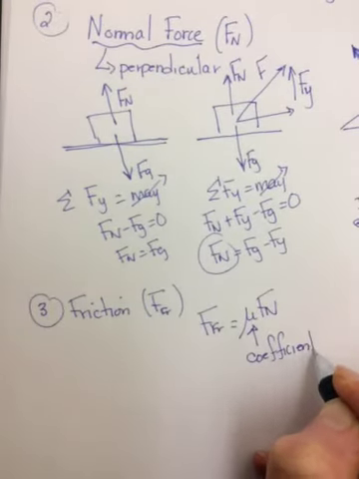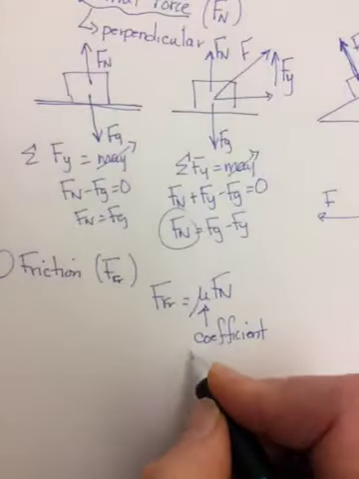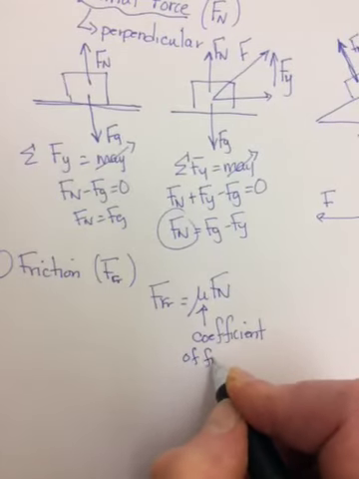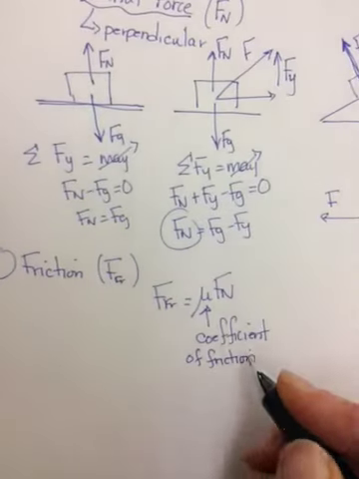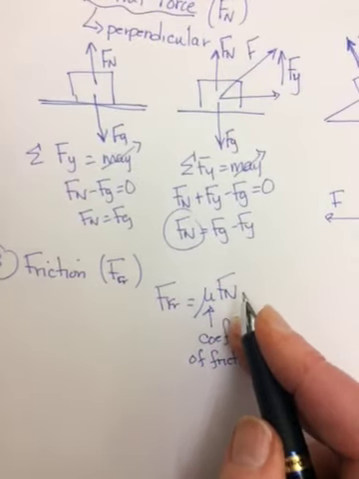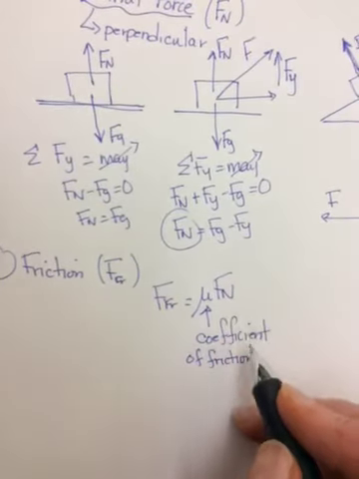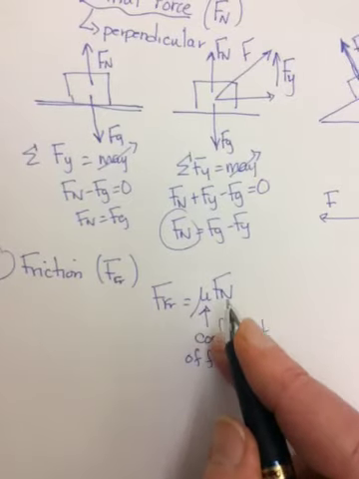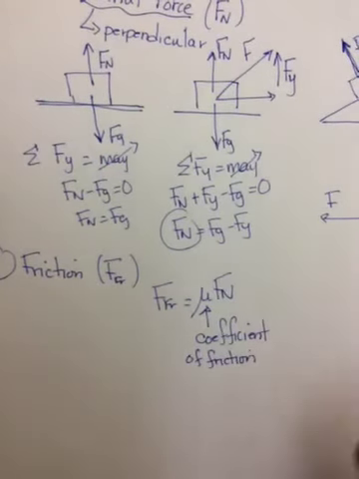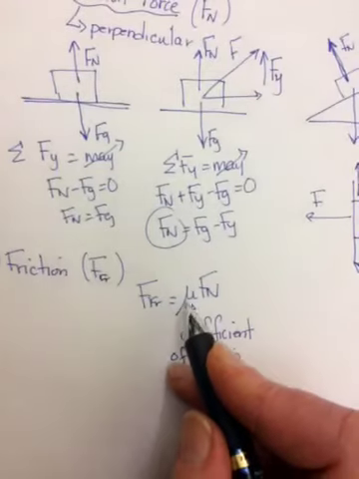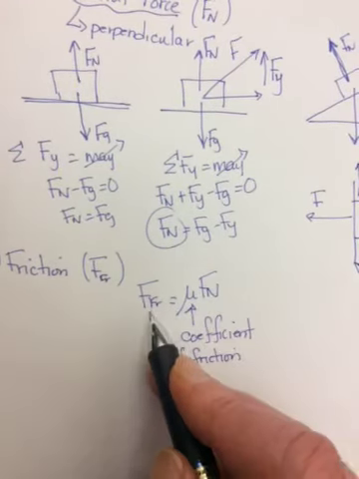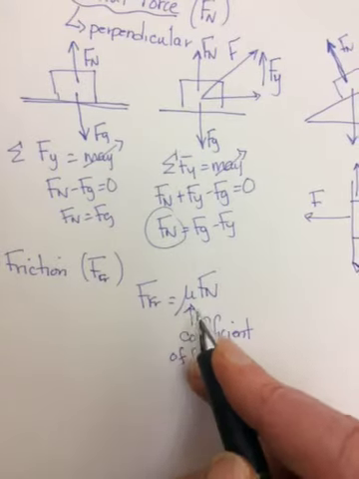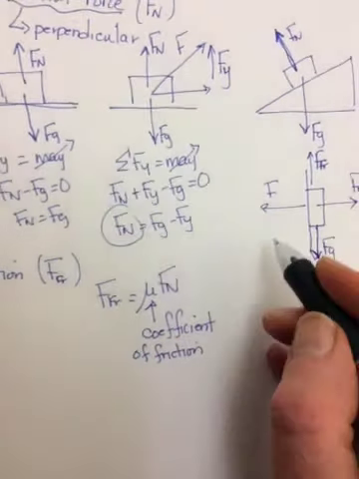And it is dependent upon the surfaces in contact. If the surfaces are really rough, the coefficient will be big. If the surfaces are smooth, the coefficient will be tiny. So the size of the coefficient tells us about the nature of the surface. There are no units on the coefficient because friction is a force and Fn is a force, and so there must be no units on the coefficient for it to work out.